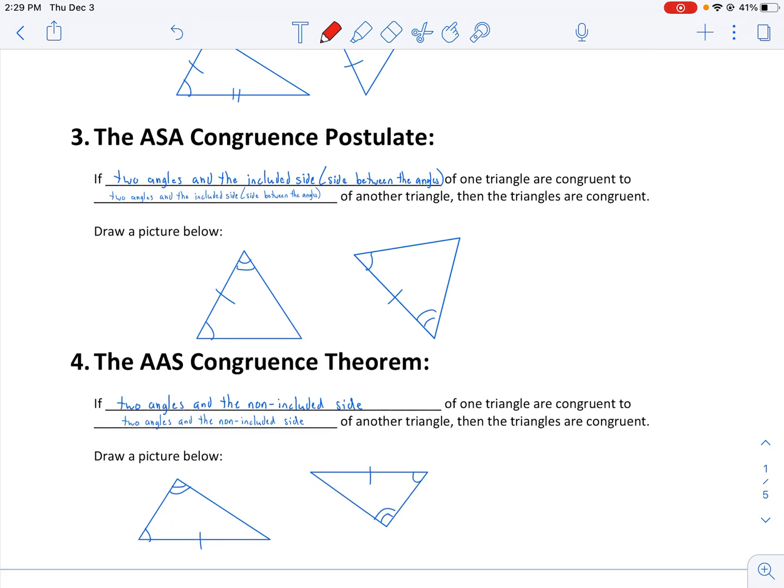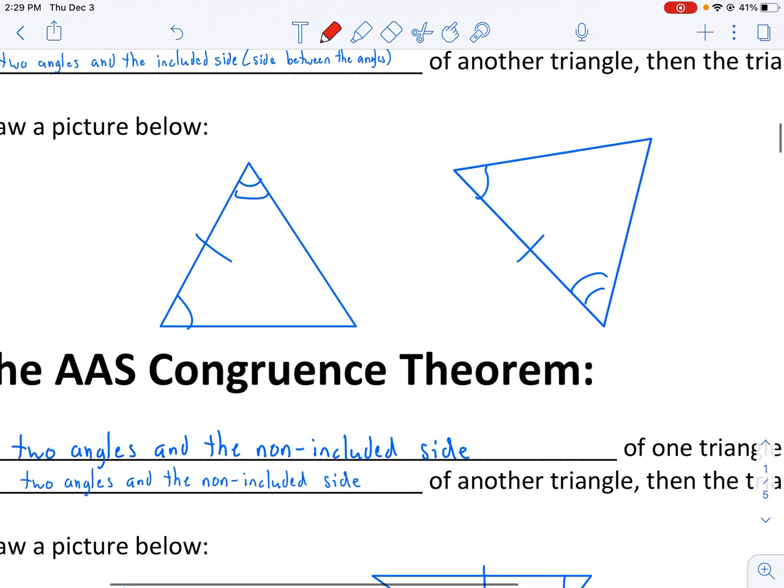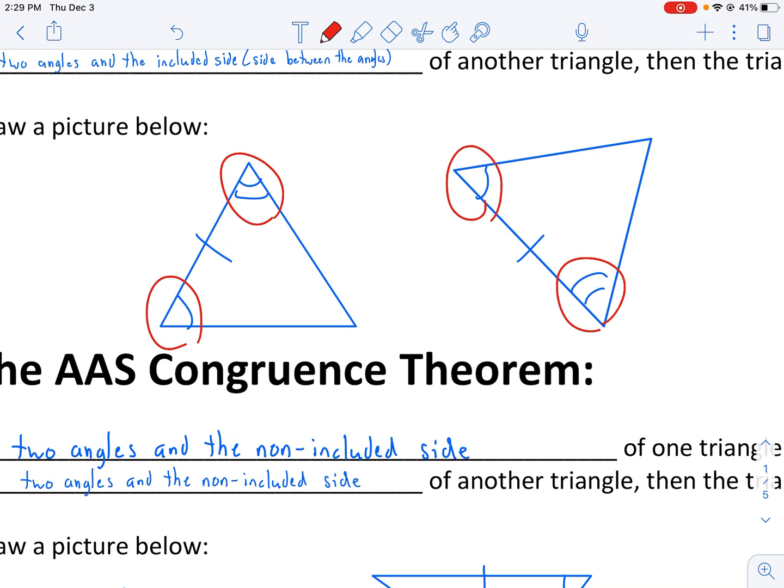Then we can do angle, side, angle, which is very similar. You have two angles, and then the side has to be between those two angles. So we know that this angle is congruent to that angle. We know this angle is congruent to that angle. So we've shown two angles are congruent. And then if the side between those two angles is also congruent, then automatically those two triangles are congruent.